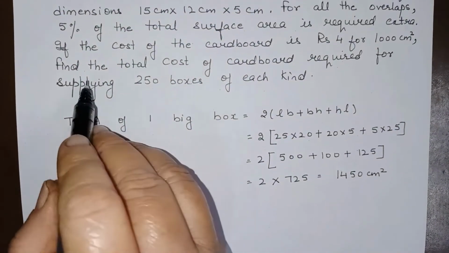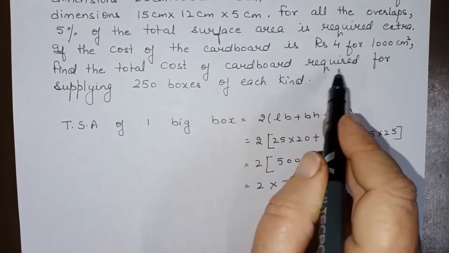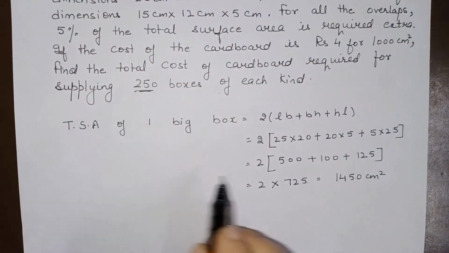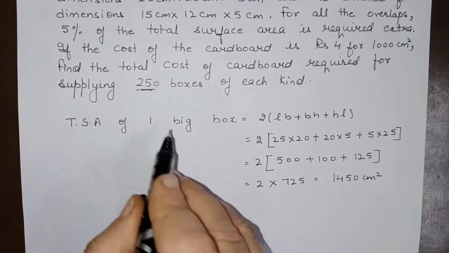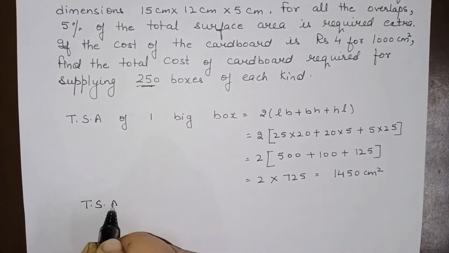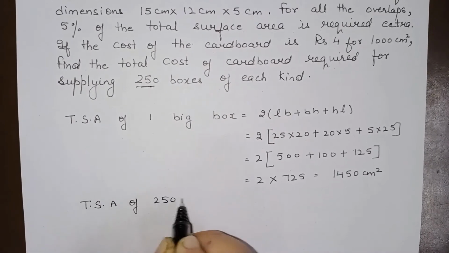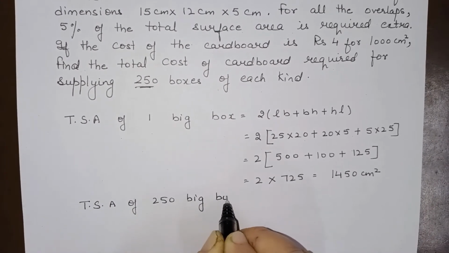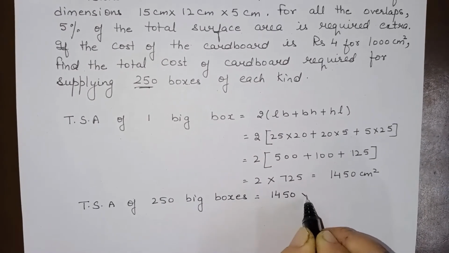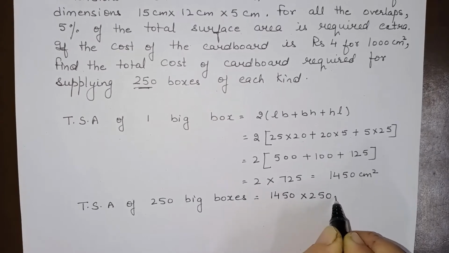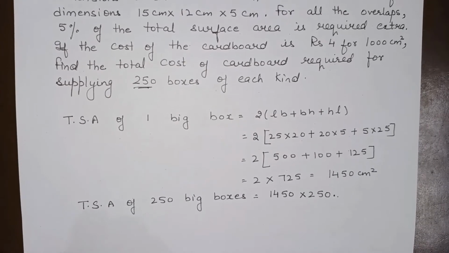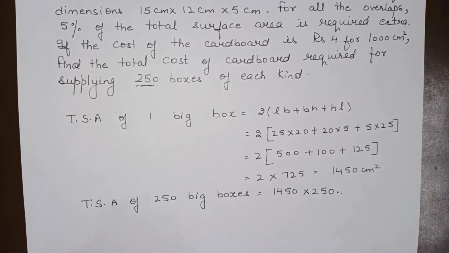And now they are saying find the total cost of cardboard required for supplying 250 boxes of each kind. That is, this big box we have to make 250 times. So total surface area of 250 big boxes will be equal to 1450 multiplied by 250. So let us calculate it later. We will first now find out the total surface area of one small box.